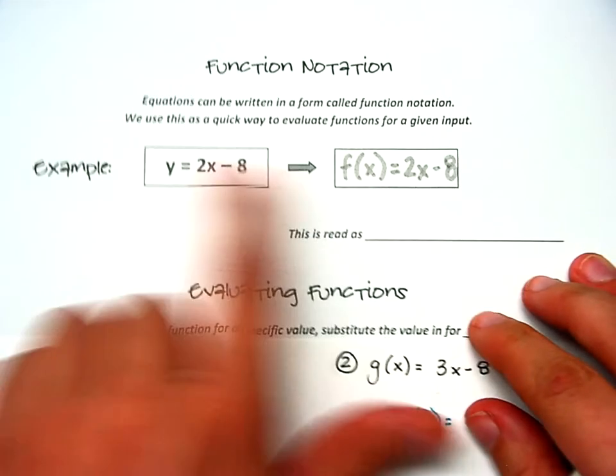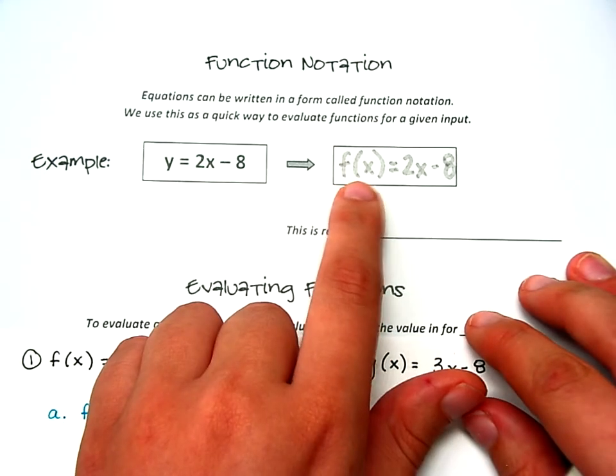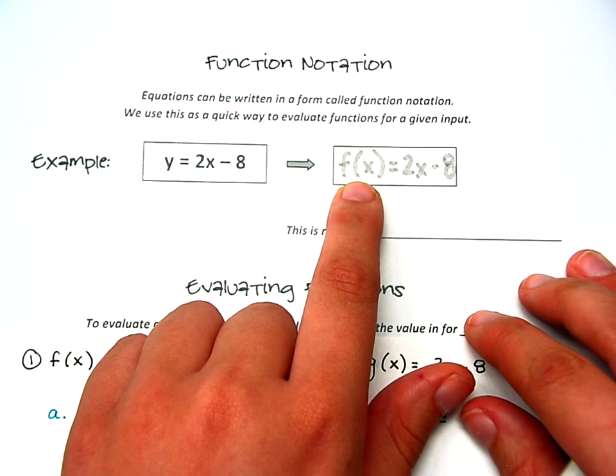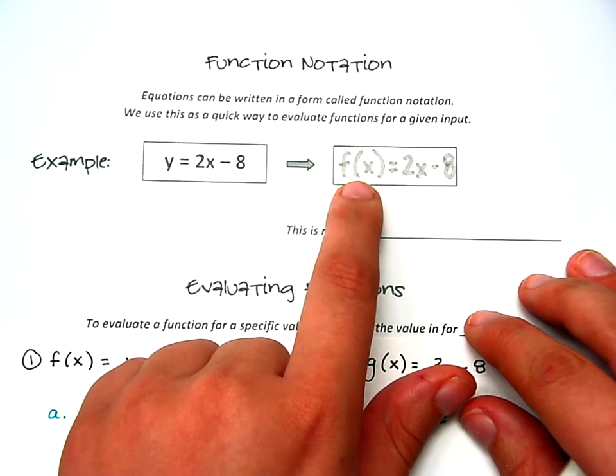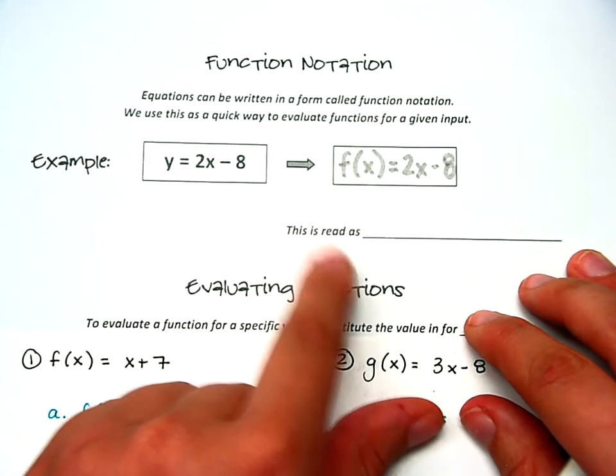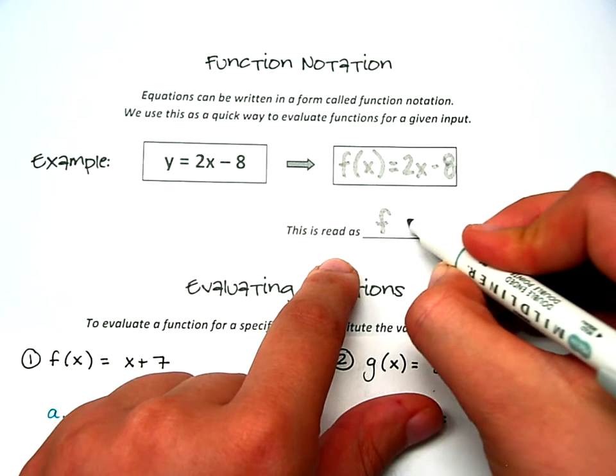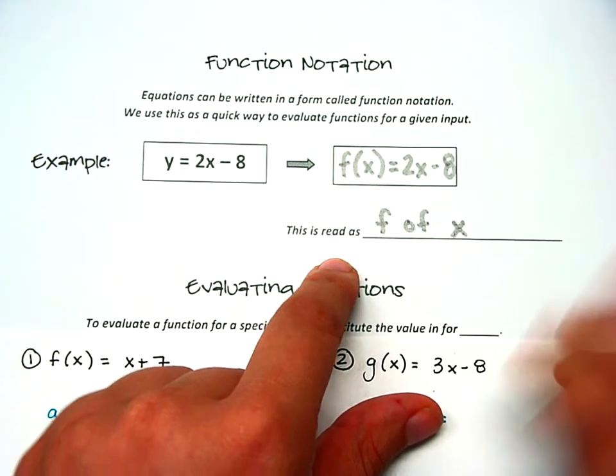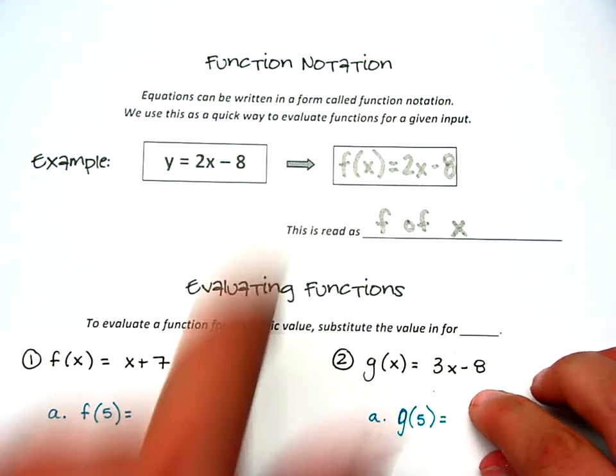So from here to here, all I changed was the y. They mean the exact same thing. This is just something that represents y. And we read it as f of x. So that's what I'm saying when I say f of x.